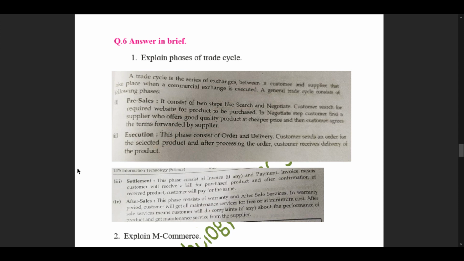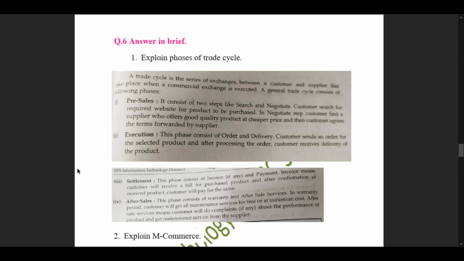Then we have our second step, that is execution of the trade cycle. This phase consists of order and delivery. Customer sends an order for the selected product, and after processing the order, customer receives delivery of the product.